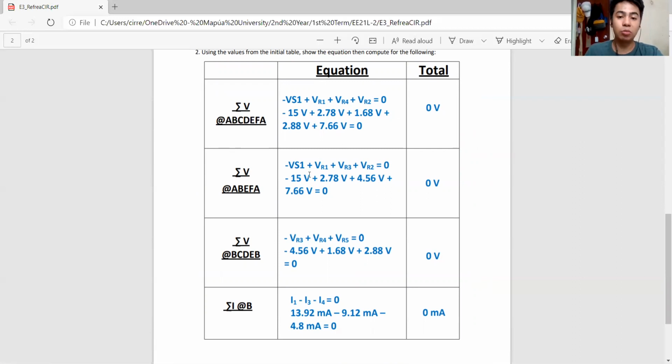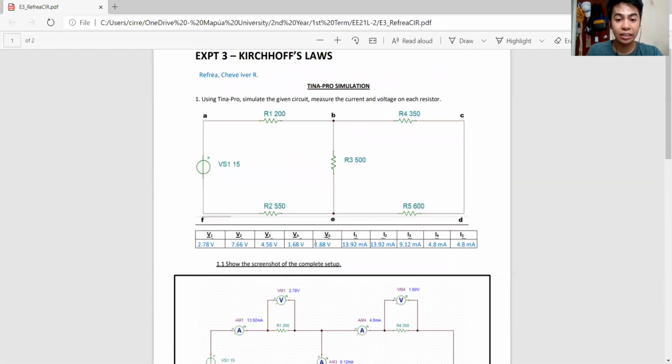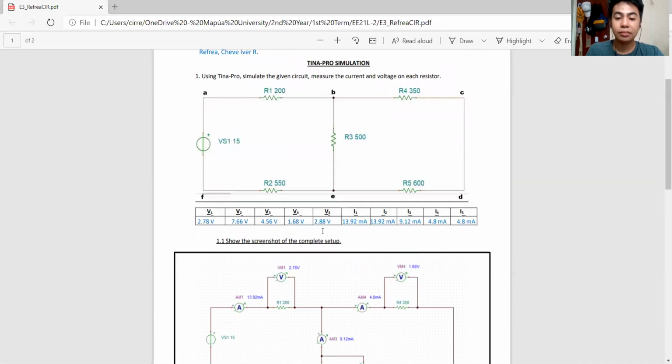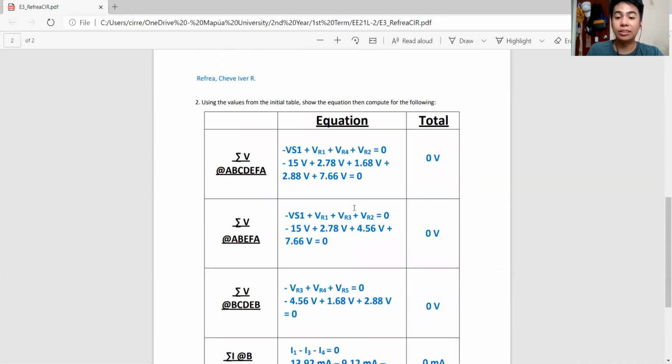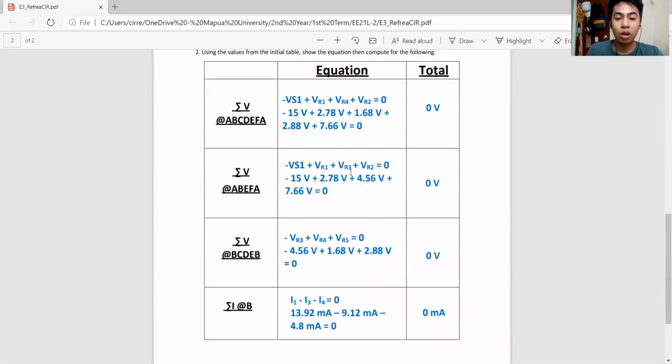Next one is this one, the second item. So once again, the negative voltage is negative 15, as stated from before. Next is the voltage of resistor 1, as stated here as well. The voltage for resistor 3, which is 4.56, as stated here. And the voltage for resistor 2, which is stated here. So performing this equation, it will result again in 0 volts, as stated in Kirchhoff's voltage law.